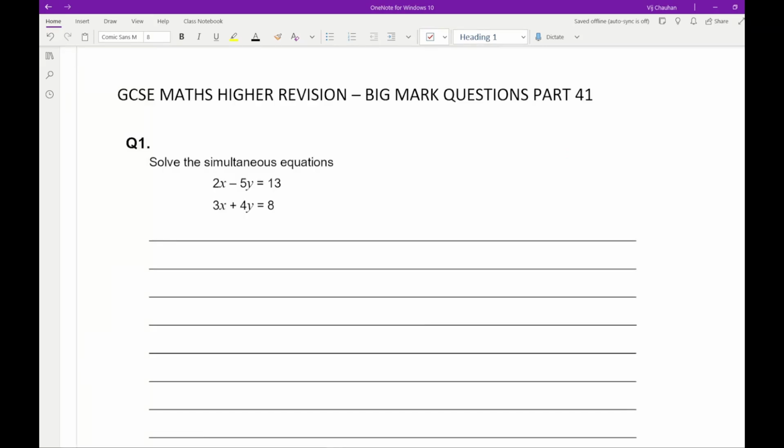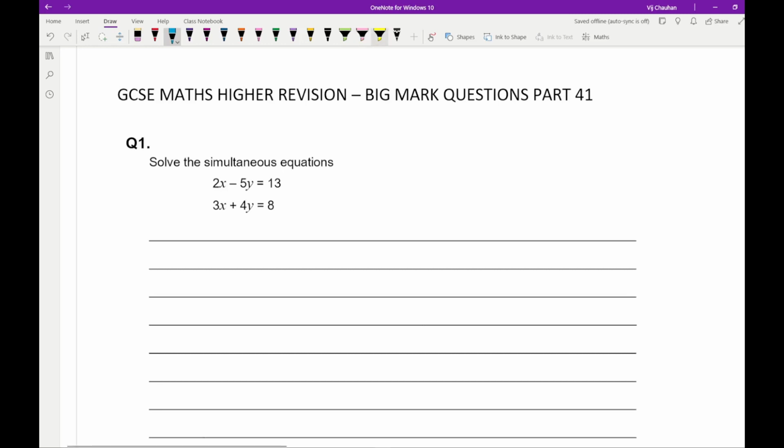So let's get straight into question 1. Question 1 asks us to solve the simultaneous equations 2x minus 5y equals 13 and 3x plus 4y equals 8. For these questions, what you want to do is try and make either the x's the same or the y's the same. You can do that by multiplying everything in each of the equations respectively, and so it's entirely up to you which one you want to go for.